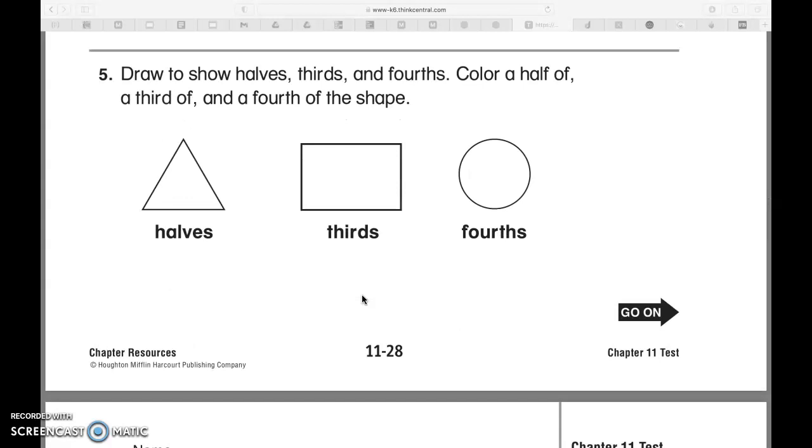Number 5, draw to show halves, thirds, and fourths. So this one you're going to split in halves, this one split into thirds, and this one split into fourths. Then in this triangle you're going to color half of. In the rectangle, you're going to color a third of, and in the circle, you're going to color a fourth of.